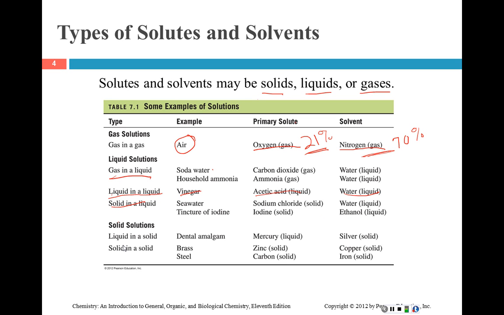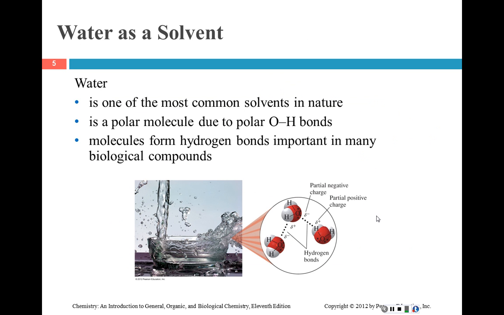Solid solutions include a liquid in a solid, like a dental amalgam. You don't see those as much anymore, but that's where you have liquid mercury suspended in solid silver. A solid in a solid is your alloys. A lot of times brass, which is a combination of zinc and copper, which are melted and merged together. So that's a solid in a solid. When you're done, it's brass and you really can't tell the difference anymore.